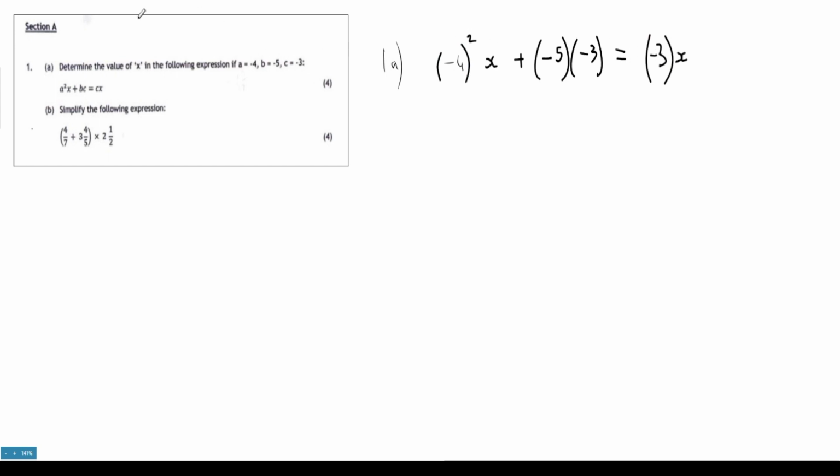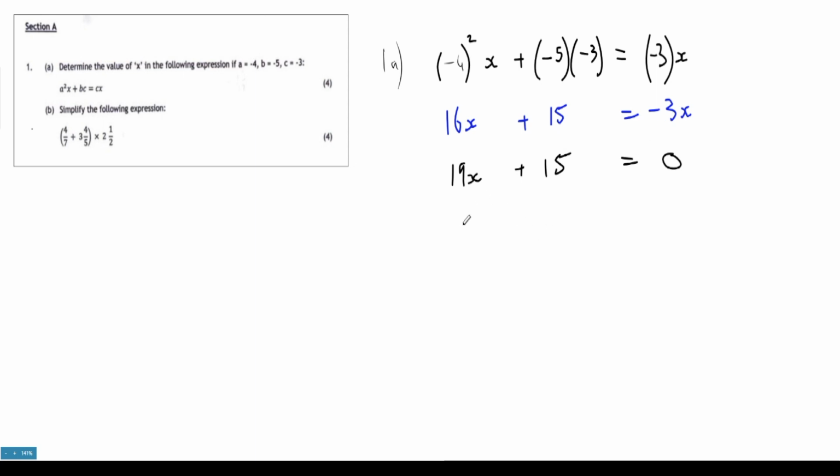Oh, they made everything negative. Oh, that's nice. It's a real pain. Negatives are really difficult to work with. Anyway, -4 squared is going to be +16. -5 times by -3 is going to be +15. And this is going to be a -3x on the end. And then we are going to combine these two x's by adding 3x to both sides. So 16 plus 3 is 19. So 19x plus 15 is equal to 0. Because I added the 3x, it went down to a 0.